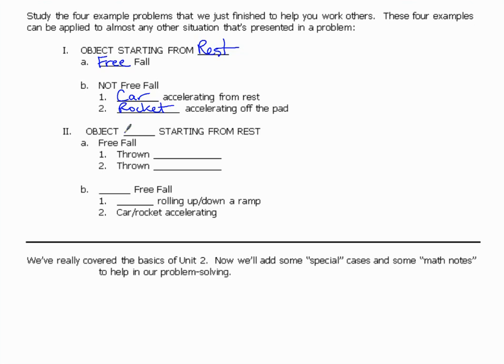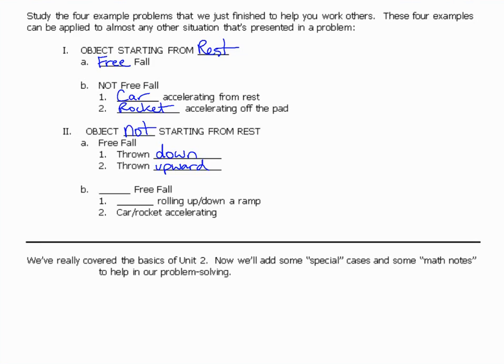Second type was an object not starting from rest. Again, it could be free fall. It could be an object that is thrown down. We had an example where a person was on top of a building and threw the ball downward with an initial velocity. Or it could be an instance of an object thrown upward. This is still a free fall situation. It just has an initial positive or upward velocity.